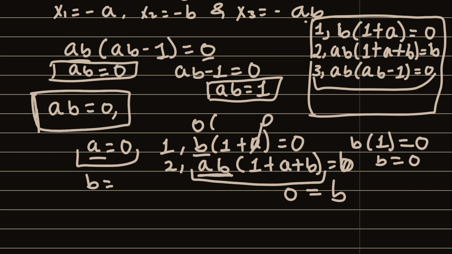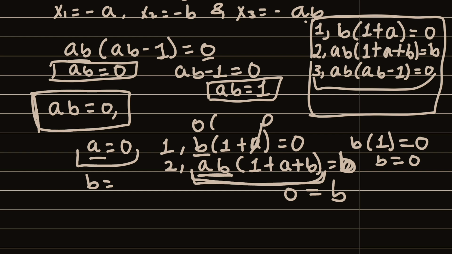Okay. What about in the second? As we have said, AB is 0. That means the left side is 0. 0 is equal to B is 0. This is B. So 0 is equal to 0. In both cases, it will be 0 is equal to 0.